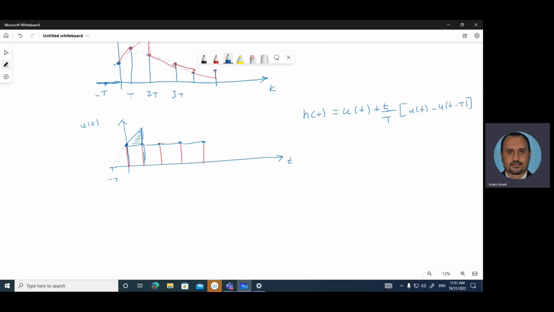Okay. So now, in order to reconstruct the transfer function here, I will add and subtract the term u of t minus T capital. So I will add plus and subtract. So this means that h of t now can be written as 1 plus t over T capital u of t minus t minus T capital over T capital u of t minus T minus u of t minus T capital. Those terms are from where? I'm adding and subtracting.